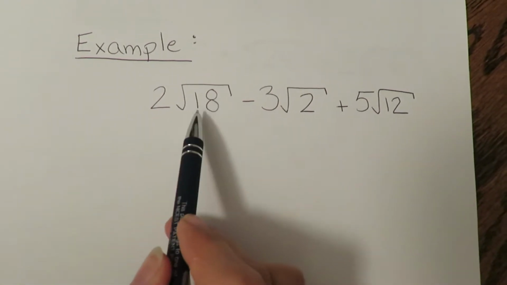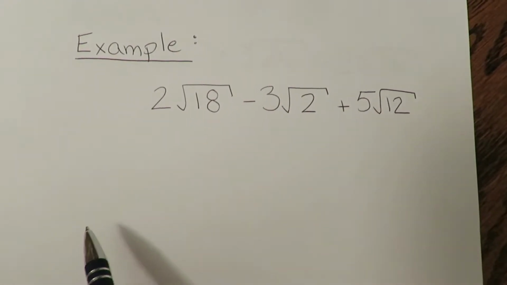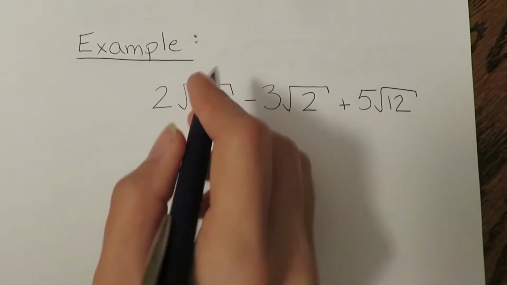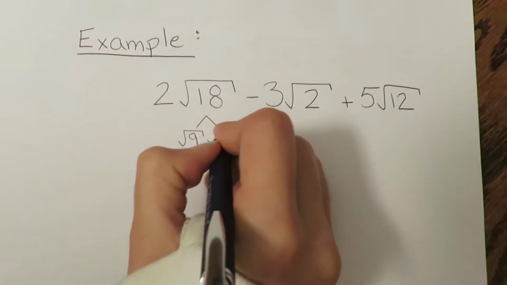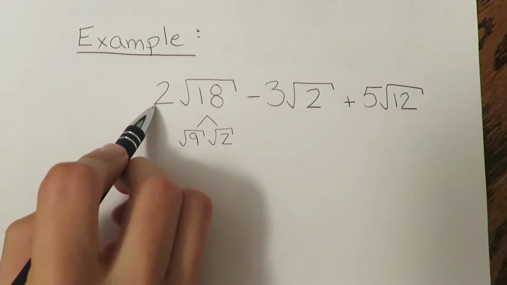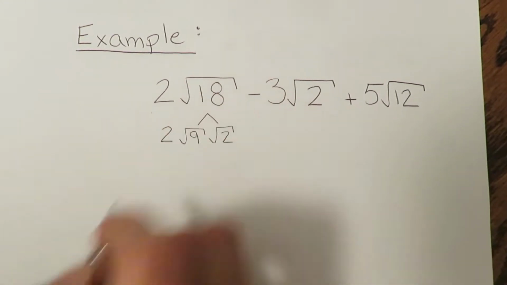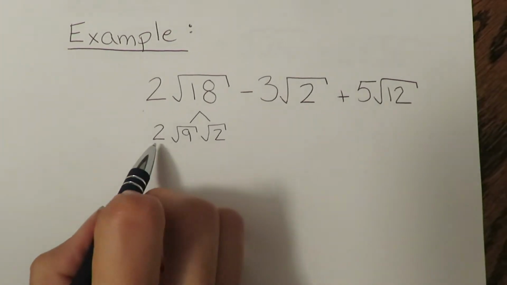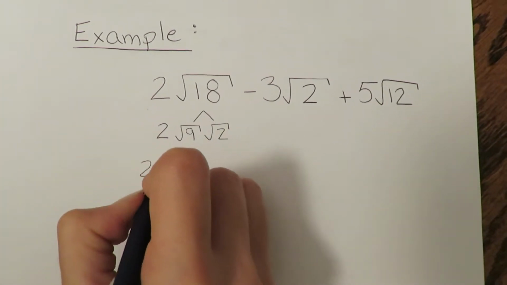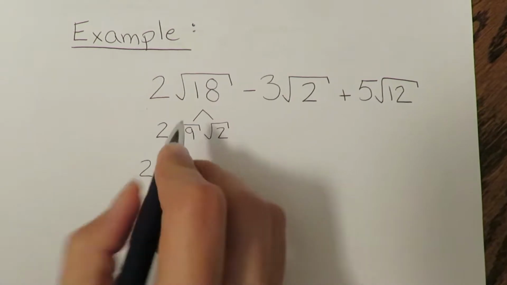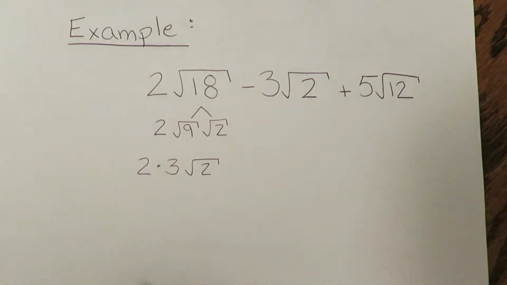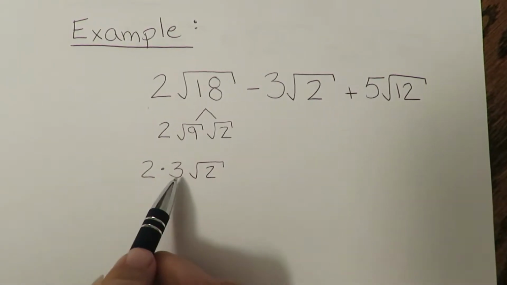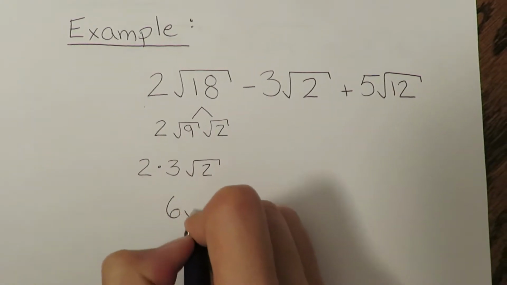In this example, same thing. Under the square roots, we don't have the same, so I'm going to try to simplify. So I can take out a 9, so square root 9 times square root 2. Make sure that you continue to bring down this 2 though, because that's always in front. And if I simplify this, I now have 2 times 3, because the square root of 9 is 3, times square root 2. I can go one step further because 2 times 3 is 6, so I have 6 square root 2.